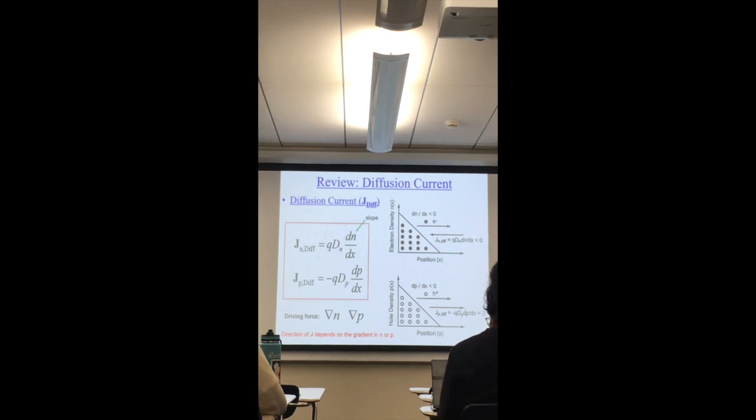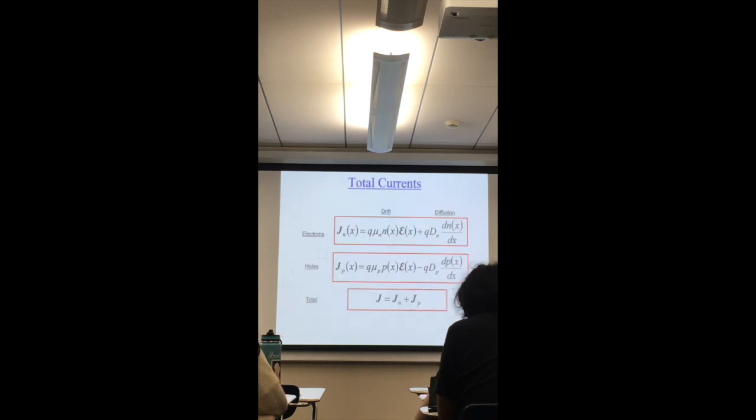Now, because the electron has negative charge, the corresponding current will be along the opposite direction. So this is for electrons. And for holes, if we have a similar concentration profile, the holes will diffuse from high concentration to low concentration, which is towards the right. And because holes are positive charge, the corresponding current will be along the same direction. So these are the diffusion currents.